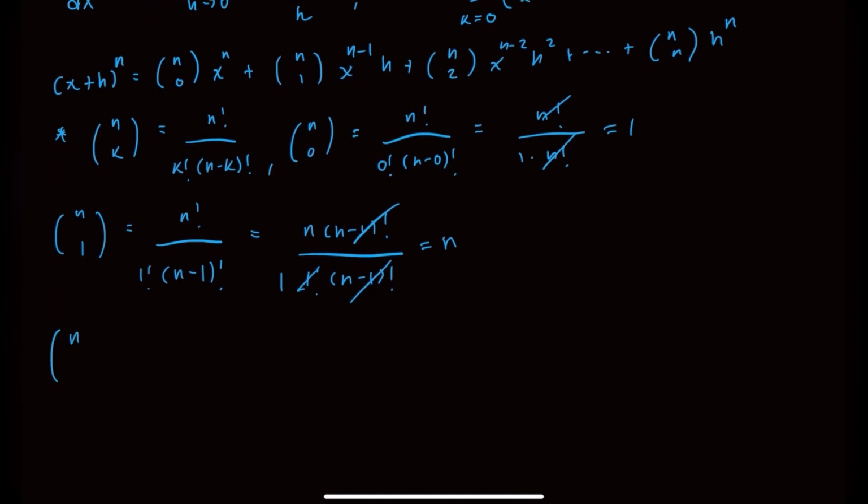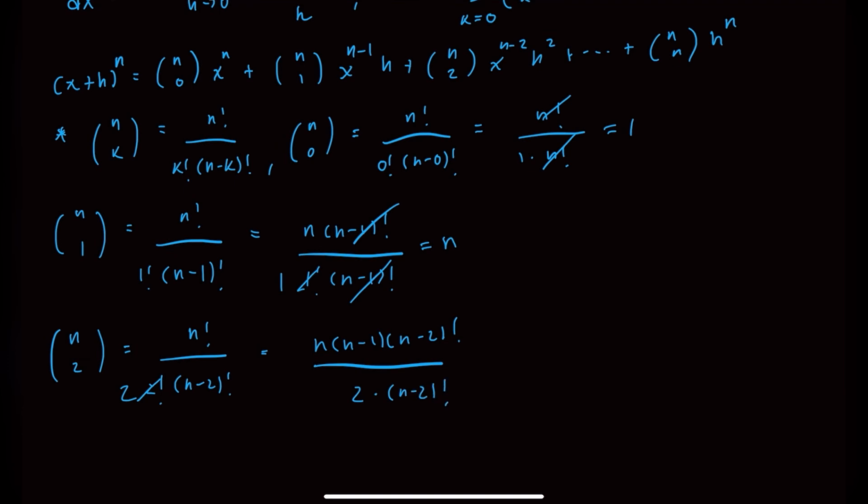So now for n choose 2, something similar, we have n factorial over 2 factorial times (n minus 2) factorial. And 2 factorial is 2. We can rewrite n factorial as n times (n minus 1) times (n minus 2) factorial, divided by 2 times (n minus 2) factorial. And the (n minus 2) factorials cancel, and we're left with n times (n minus 1) over 2.